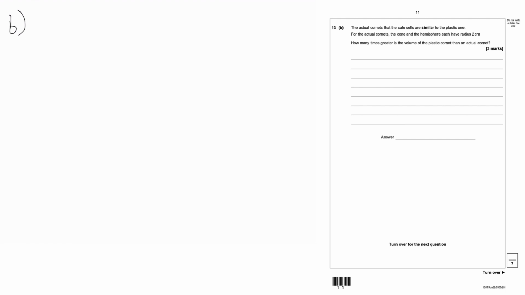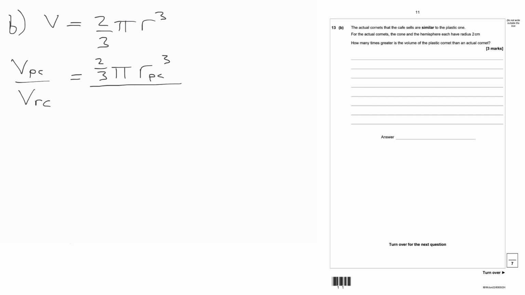So the volume of the hemisphere, if we remember, is given by 2/3 pi r cubed. So we want to know the ratio between the volume of this cornet, or the volume of the hemisphere, on the plastic cone, which I'm denoting PC, and the volume of the hemisphere on the real cone. We can quite simply do this. The volume for the plastic cone is given by 2/3 pi times the radius of the plastic cone cubed, divided by 2/3 pi times the radius of the real cone cubed.